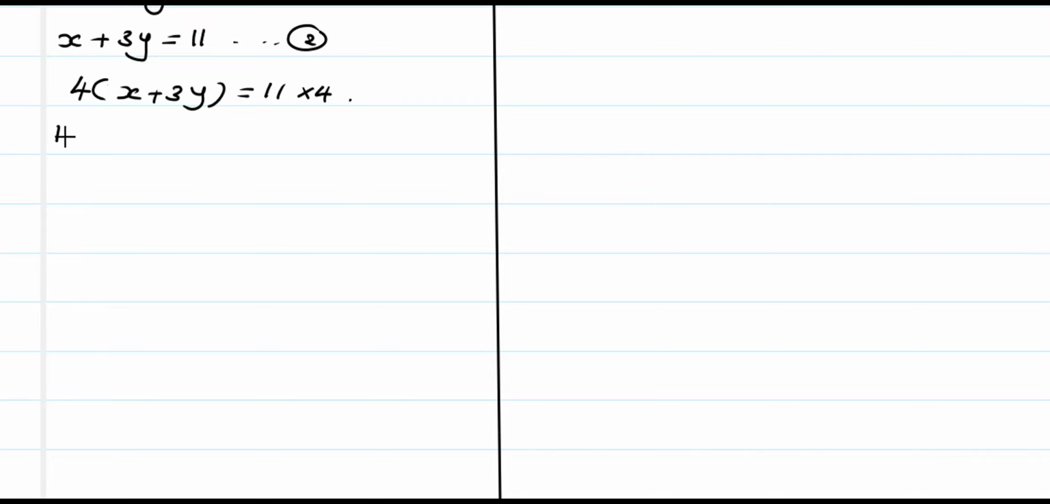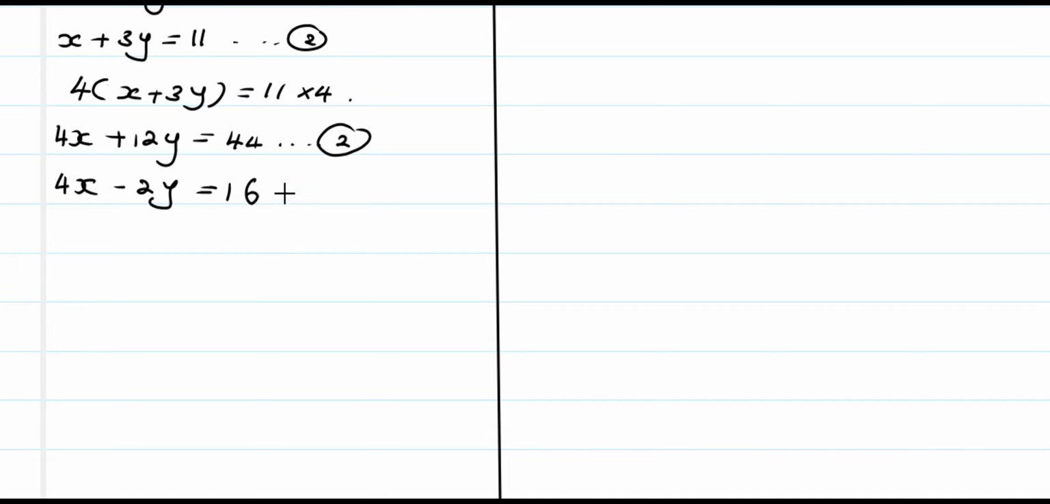So now it becomes 4x plus 12y, I just open the brackets, is equals to 44, like that. So now the second equation changes to this. But you see, the first equation was 4x minus 2y is equals to 16. And now the second equation has become 4x plus 12y is equals to 44, like that. So now you see this 4 and this 4 are the same. Of course, this 4x and this 4x.